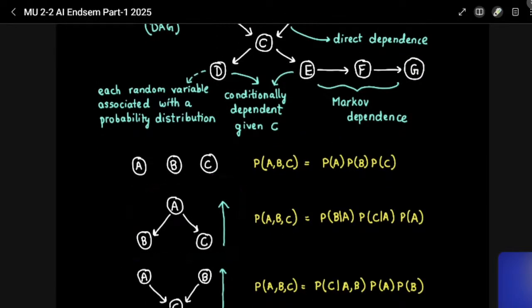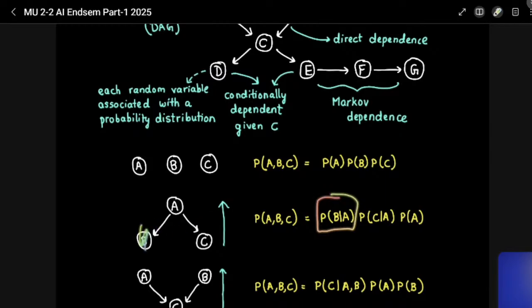Let's say the graph looks like this now. The Bayesian network looks like this. Now how do we write the probability of A, B, C? You start writing from the bottom. So you start from probability of B. When you write probability of B, just look at the random variable on which it is dependent. So B is dependent on A. So you have to write probability of B given A.